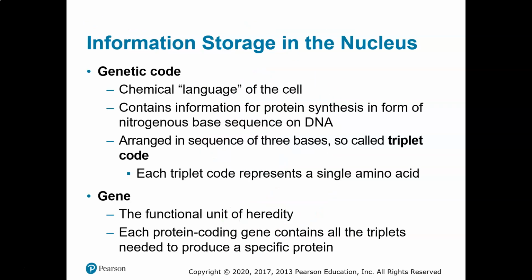Let's see. The genetic code is the chemical language of the cell, and it comes from the DNA code, of course. Each sequence of 3 nucleotides codes for a single amino acid. So what DNA really does is produce the amino acids that form into proteins. A gene is a piece of DNA that codes for a specific protein.